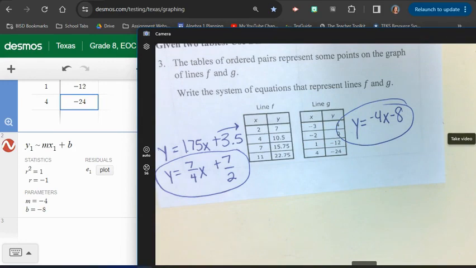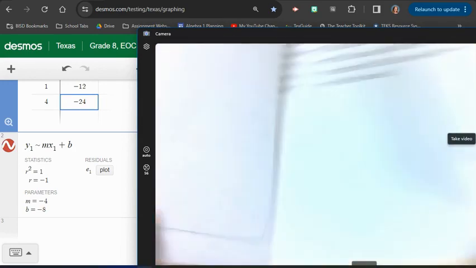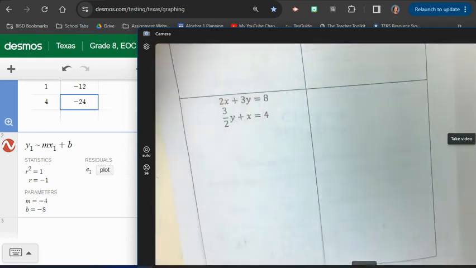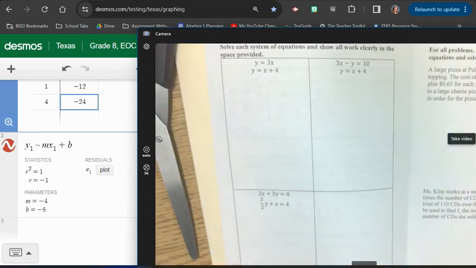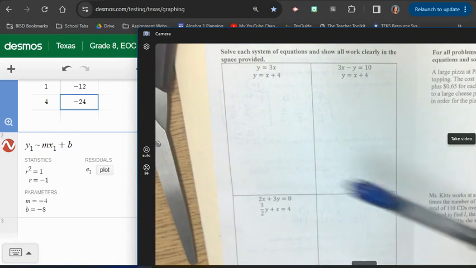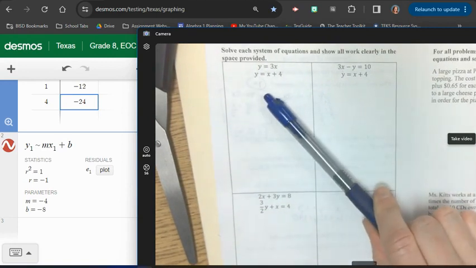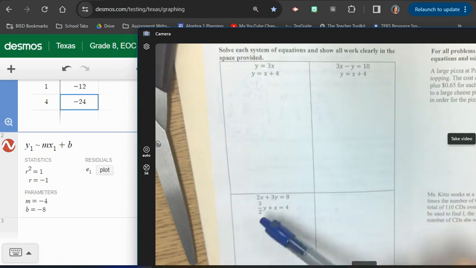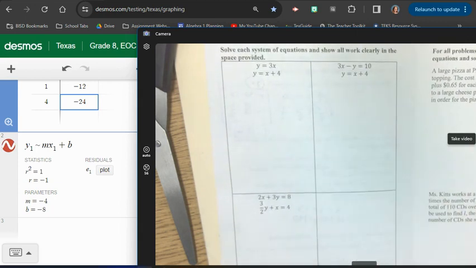All right, so now what you're going to do is you are going to do these next 3 problems, find your solution. On the first one, it's already written as y equals, so you don't have to do anything special, just put it in. But these 2, you are going to have to do something special to put it into y equals. Okay, so go ahead and do that.